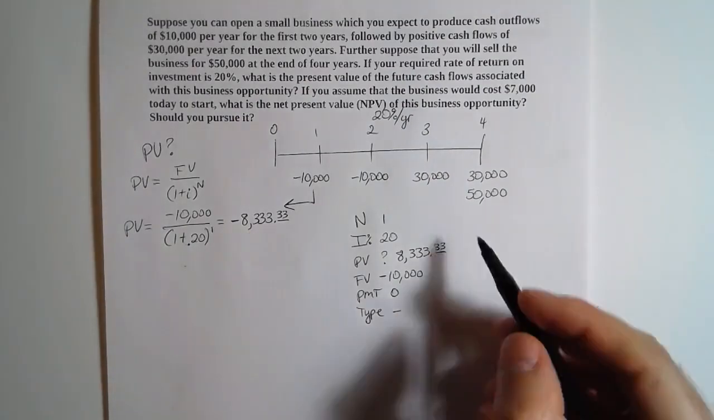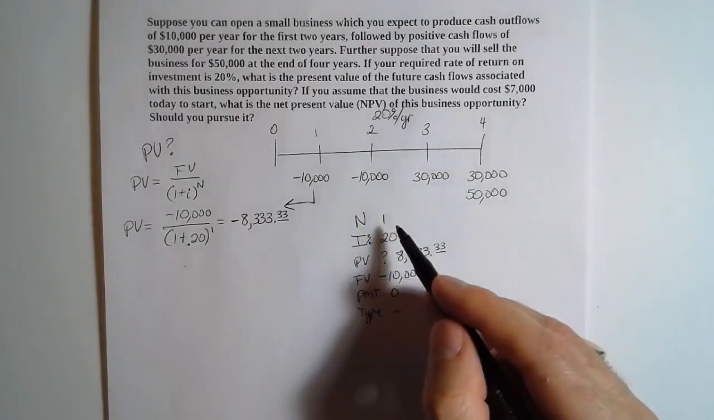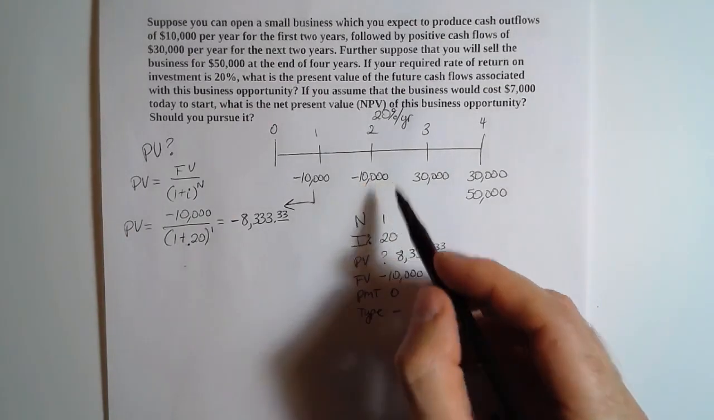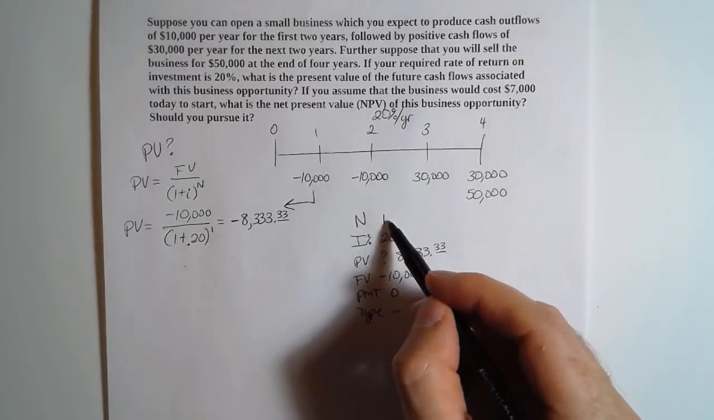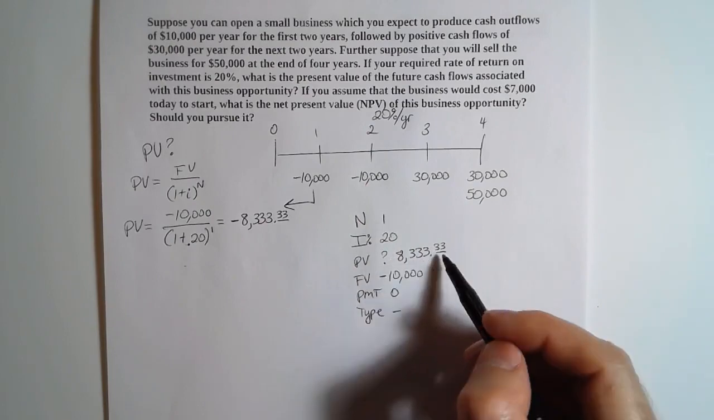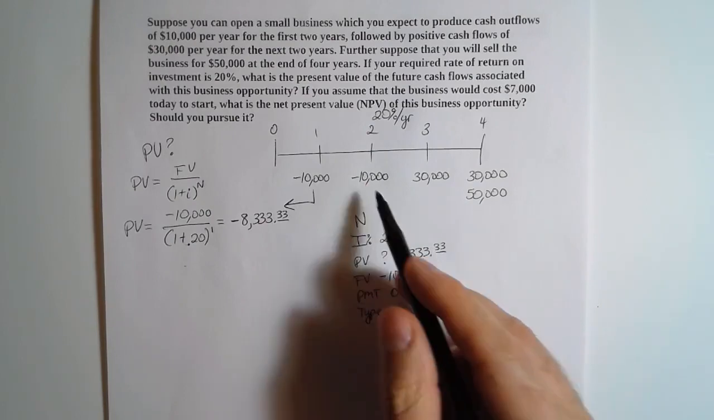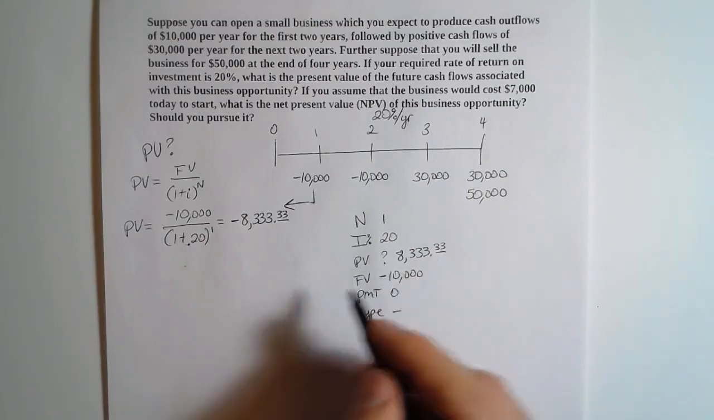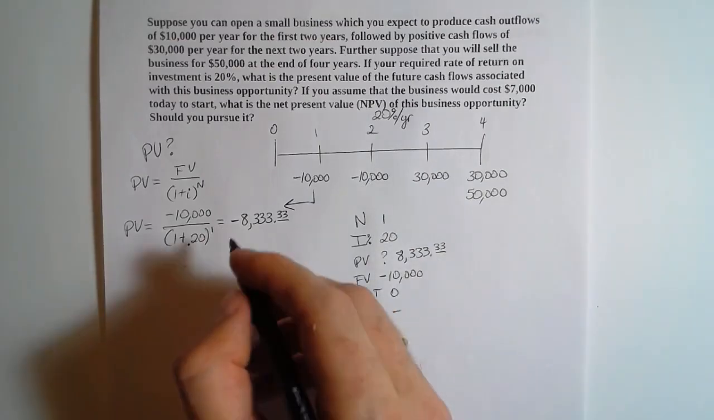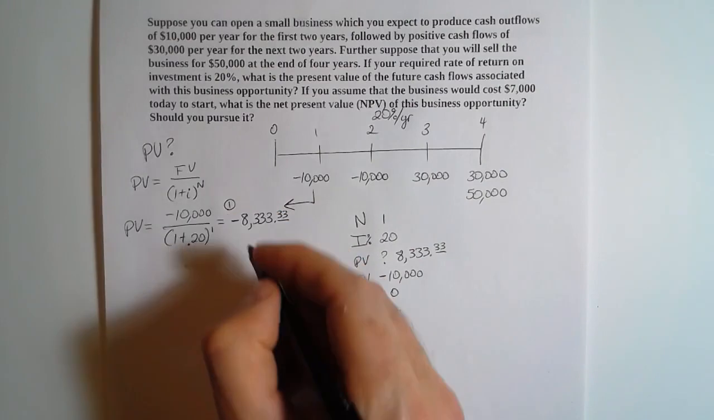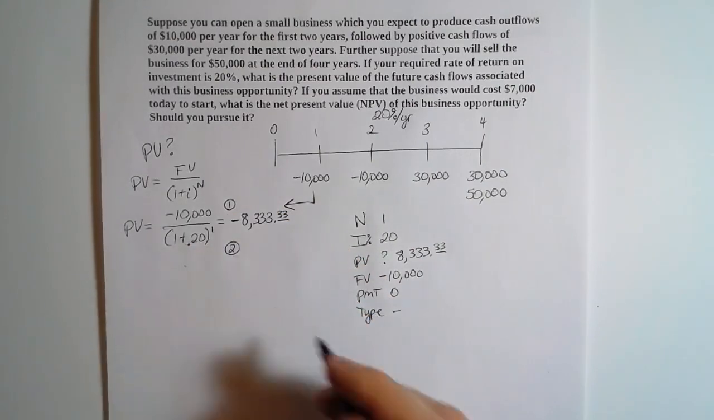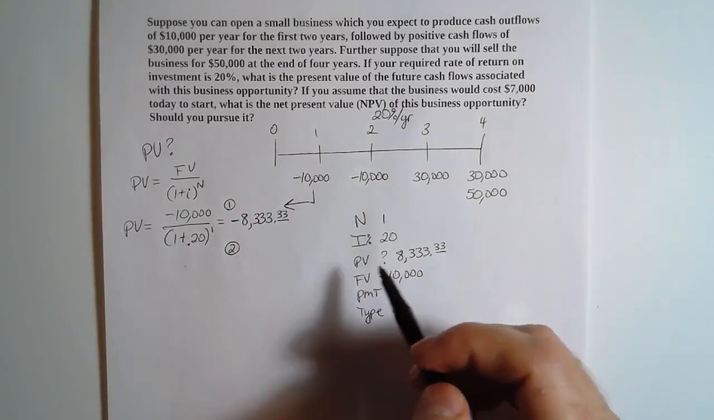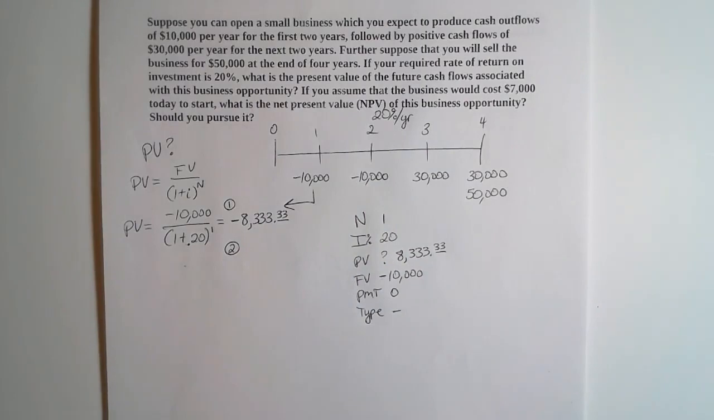However, we could repeat this calculation for year 2, in which case we would change n to 2 and resolve for present value, because the future value is still the negative 10,000, and see what we would get for year 2. So this is for year 1, and now I recommend that you try that for year 2 and see what you get for the present value for year 2. So pause the video and try that.